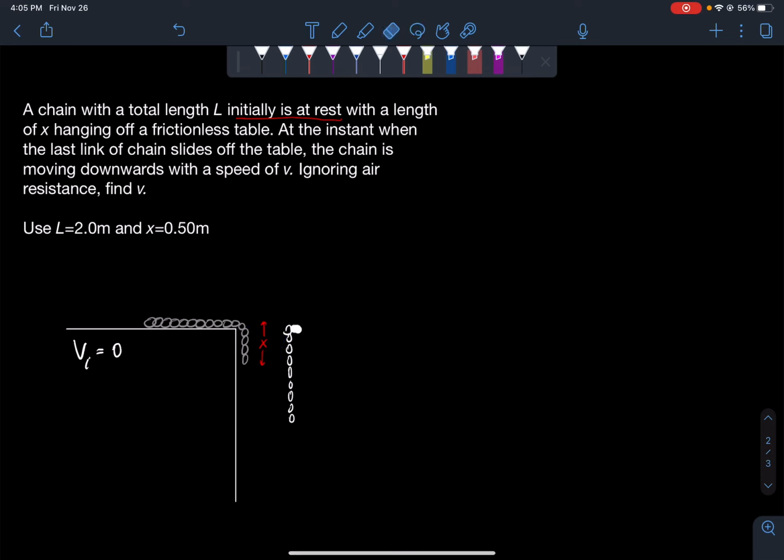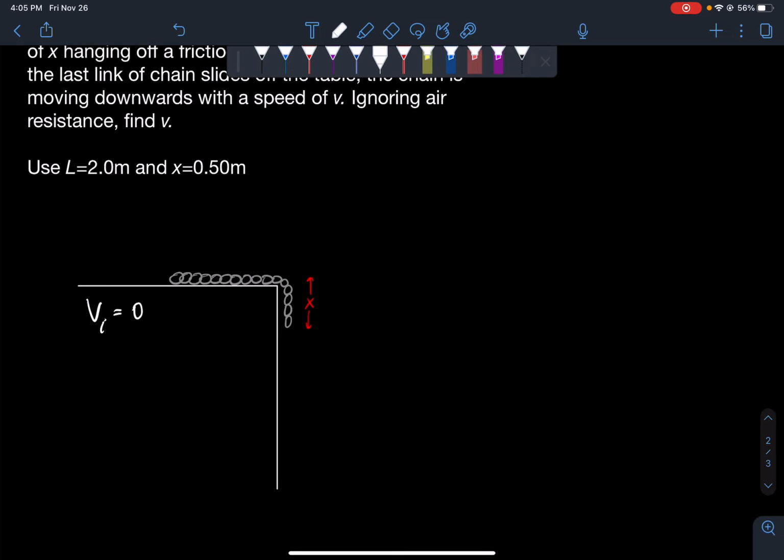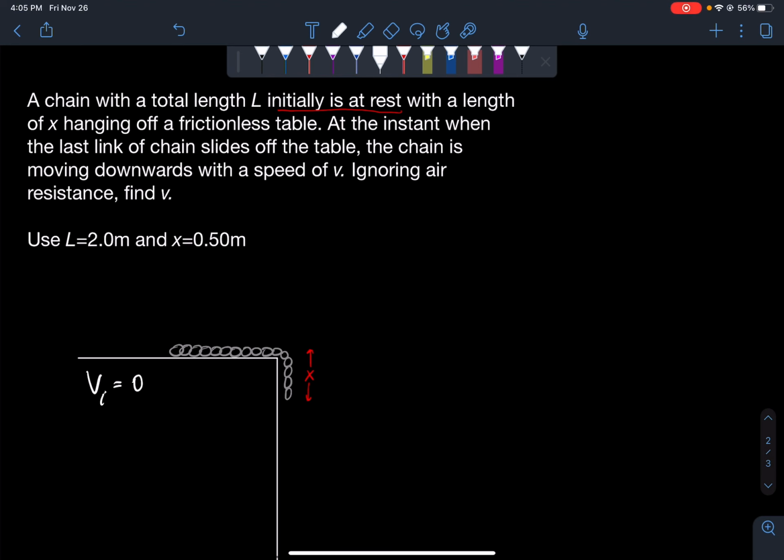So what that is basically saying is when x, which is the distance that the chain is hanging off the table, when x is equal to L, which is the full length, what is the speed? So I'll say when x is equal to L, what is V? So that is what we're looking for.